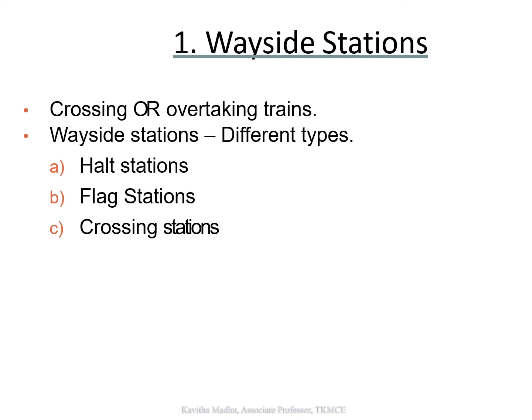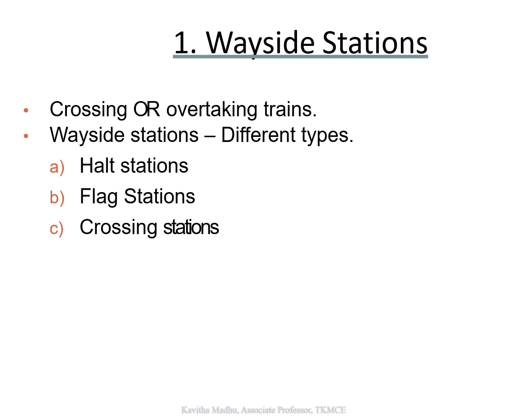These stations consist of arrangements for crossing of trains as well as overtaking. So if some slower trains are in front, then express trains need to cross them. One of the trains can be stopped at the wayside station and can provide an opportunity for the express train to overtake it. And at the same time, if it's only a single line route, both the trains coming from different directions need to cross each other, so that can be made possible at the wayside station.